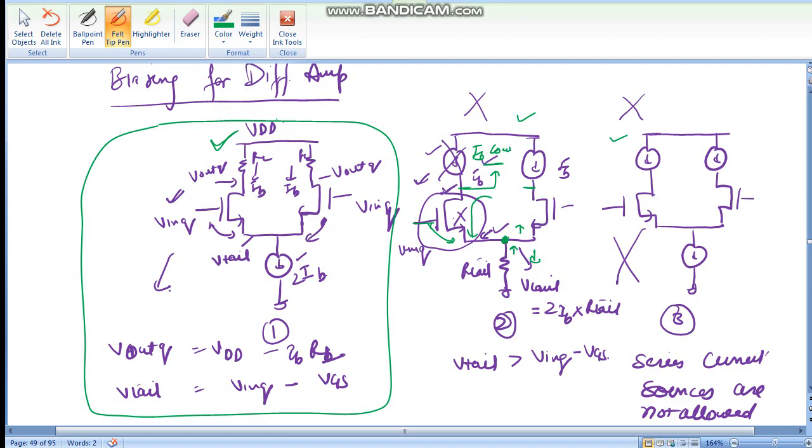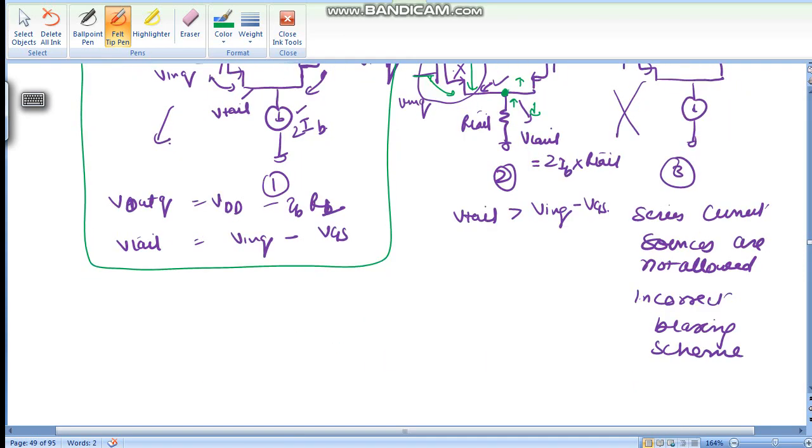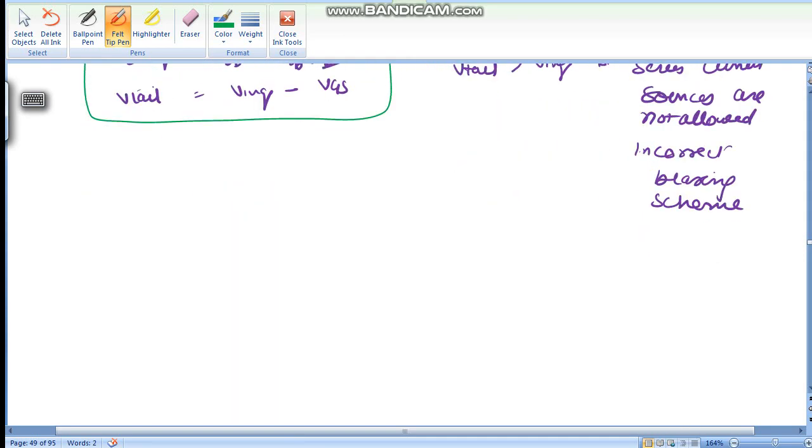Hello friends, in the previous video we were discussing biasing of a differential amplifier, and we concluded that the first one is the correct configuration, and the second and third are not correct configurations for biasing a differential amplifier. Here I would like to add one final point.